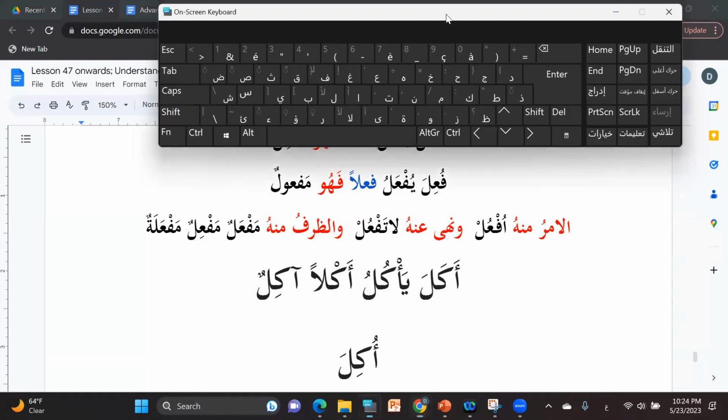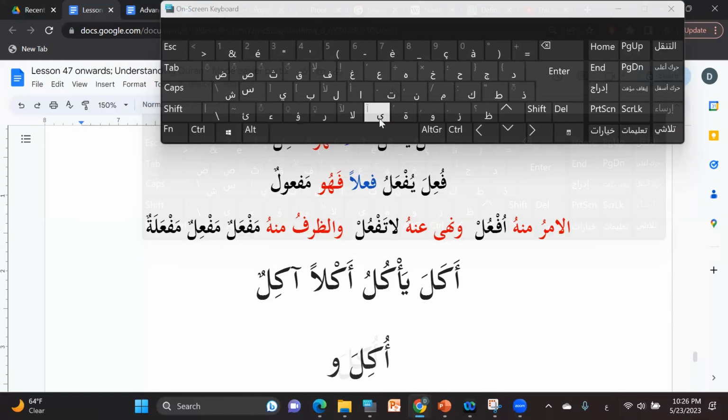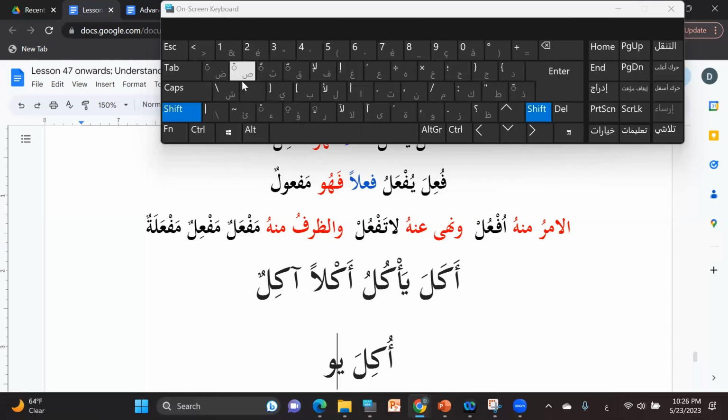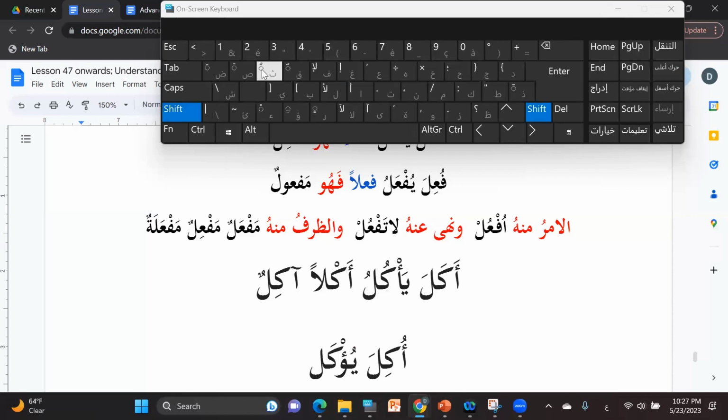The present passive has which pattern? Yuf'alu, right? So the pattern is yukalu. So ya with dhamma, yukalu. Then fa kalima. What is fa kalima? Fa kalima is hamza. But here, because dhamma is there, instead of alif I'm going to write waw and then put a hamza on it. Okay? Yukalu. Ukila yukalu.